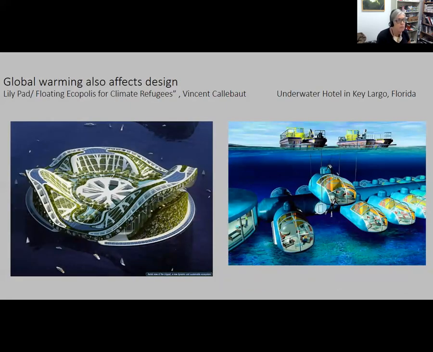So now global warming's also affecting designs. This lily pad is a floating Acropolis for climate refugees, but only if you're a really wealthy climate refugee. The rest of us are just sunk. And then this is an underwater hotel in Key Largo, Florida, which I would be scared to death to stay in because I would keep thinking it was going to break and I was going to drown.